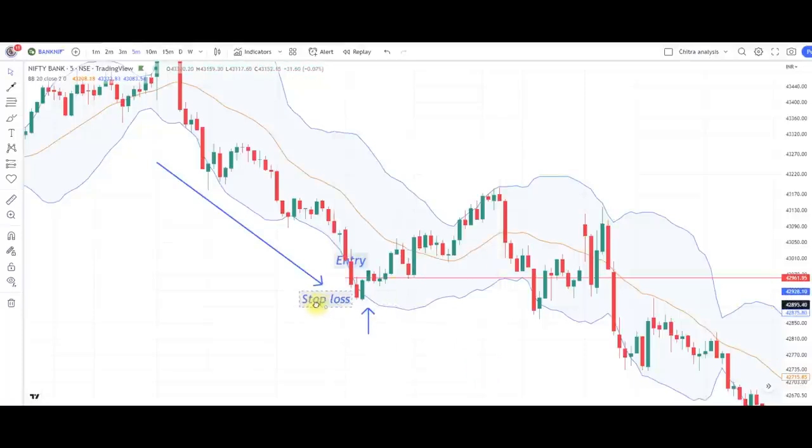So the stop loss is the low of this red candle. We can enter into the trade once the high of the green candle is taken away, and you can keep the stop loss as the low of the red candle. And you can keep your target as the 20 SMA.